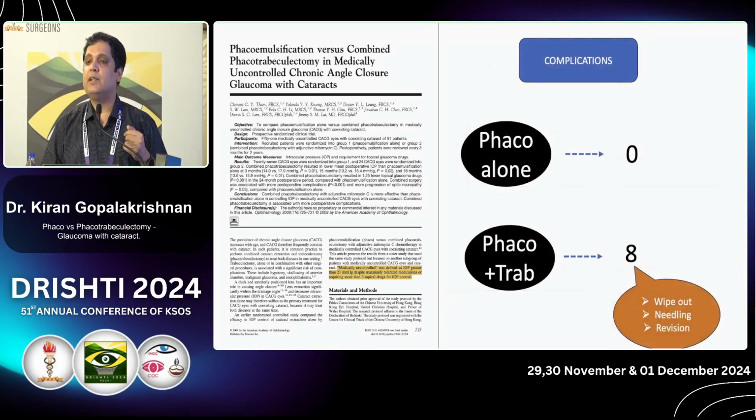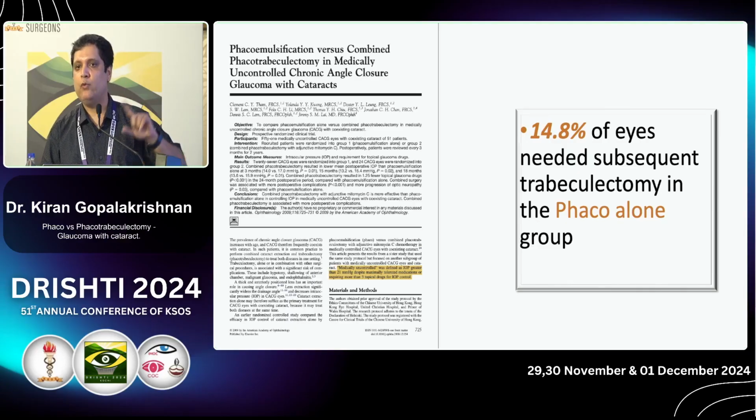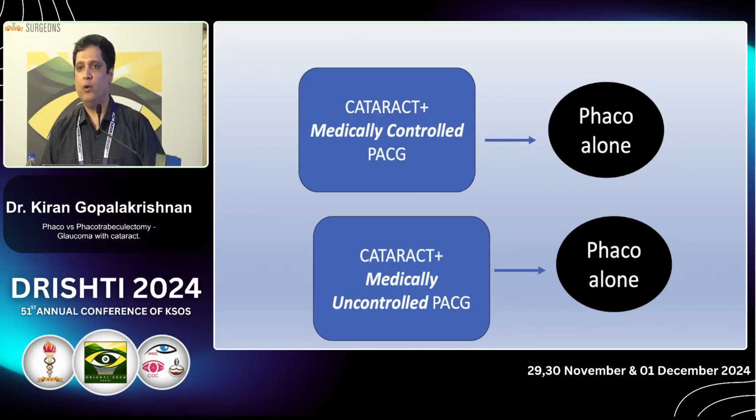The problem again is that the phacotrab group certainly had a higher rate of complications. There was even one case of wipeout, and other cases like needling, and one patient required a revision trabeculectomy. So all these complications do happen more often in the phacotrab group. But also keep in mind that when you deal with such patients, around 15% of the eyes who underwent phaco alone needed a subsequent trab. So this is something that needs to be specifically discussed with the patient. If you are performing a phaco alone, that you might need a trab later on, though we expect some reduction of intraocular pressure. So even in medically uncontrolled PACG, you can give a trial of phaco alone with some caveats.